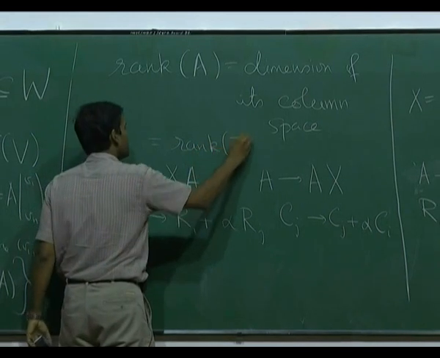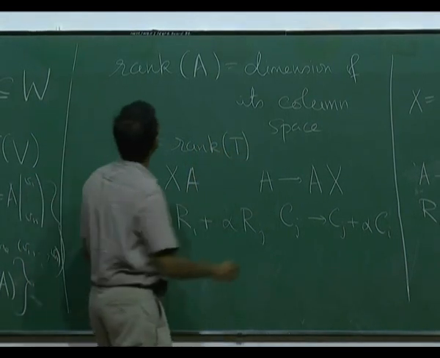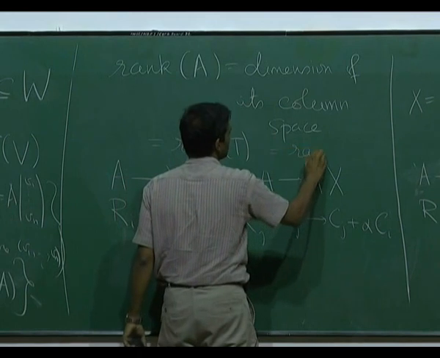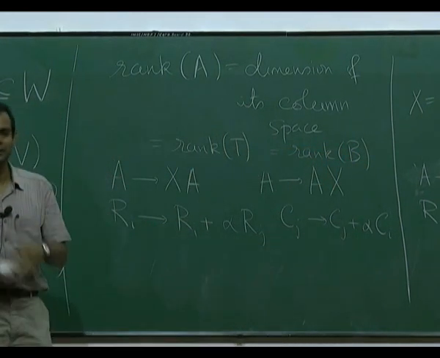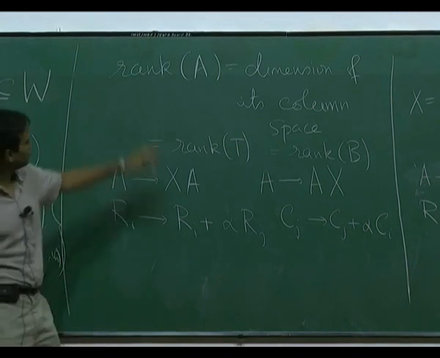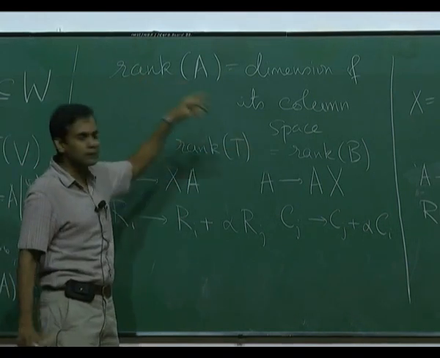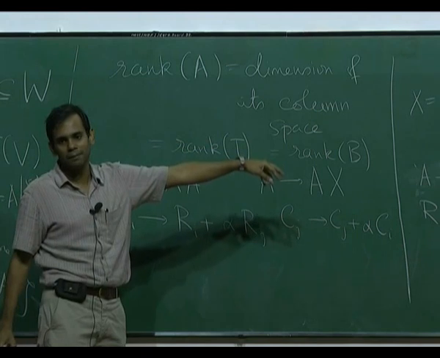So if A and B are equivalent, then rank of T is also equal to rank of B, because B is another matrix representing T, but with respect to some other basis. So if two matrices are equivalent, then their ranks must be equal.